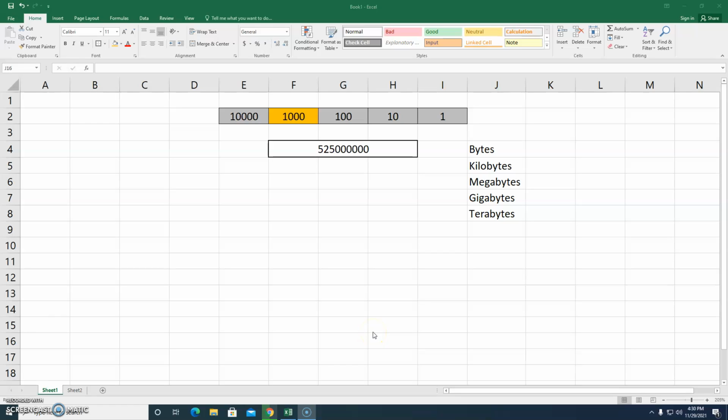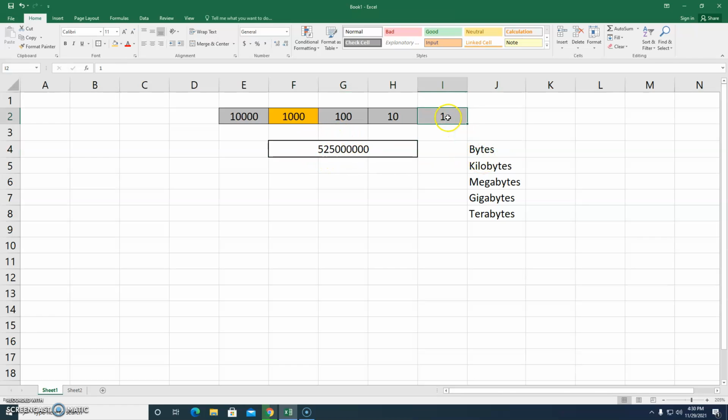Hi everybody, welcome to this very short introduction to calculating storage or file size on a computer. Let's say we have something like a hard disk drive, a USB stick, or a video file, and let's say that it's this many bytes.